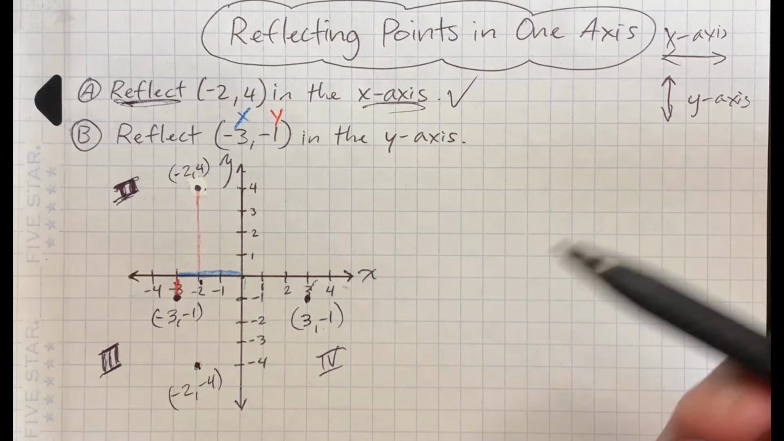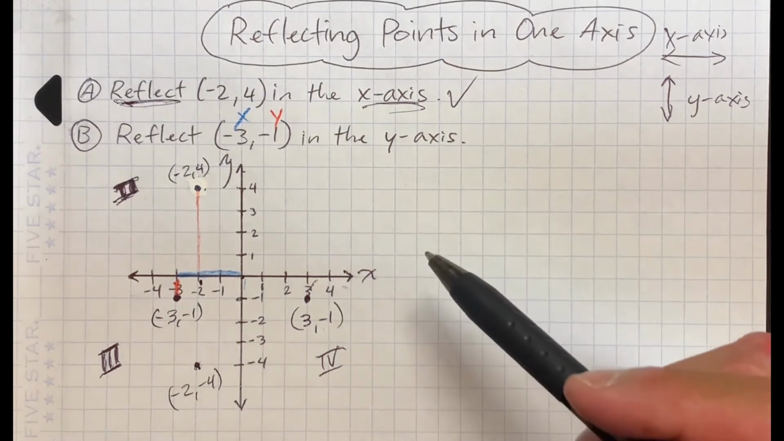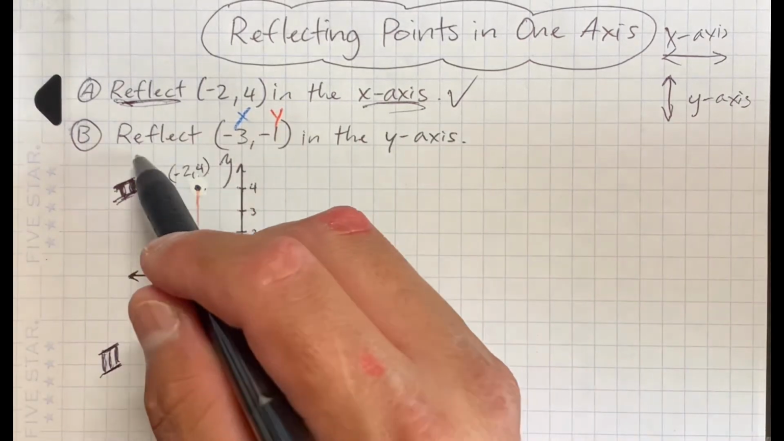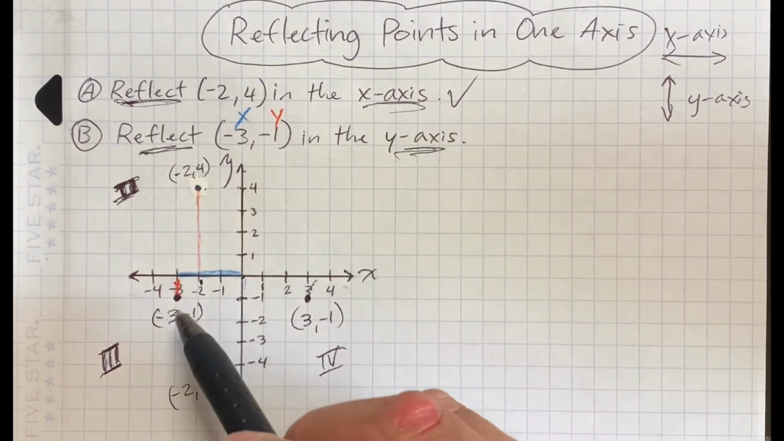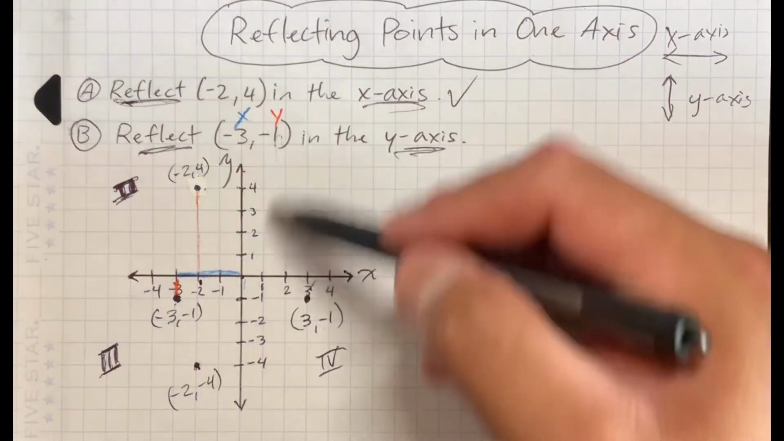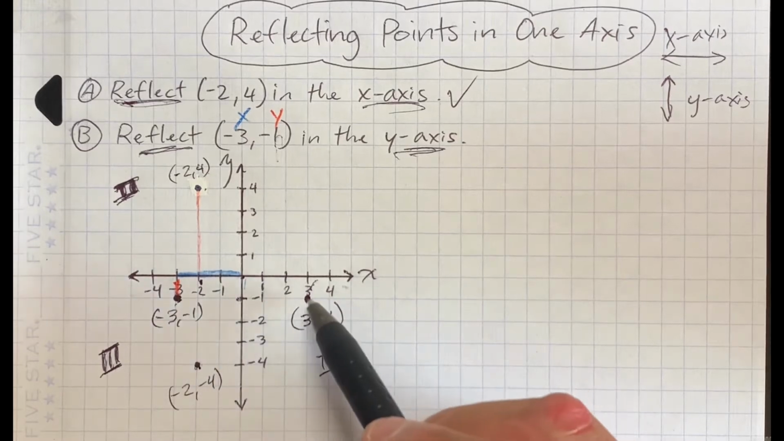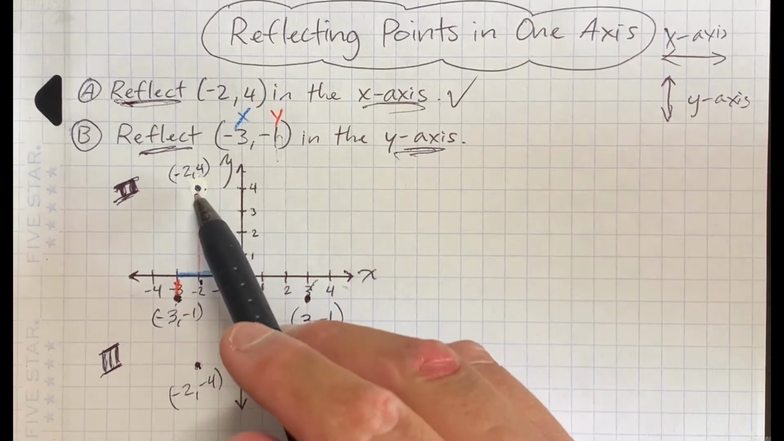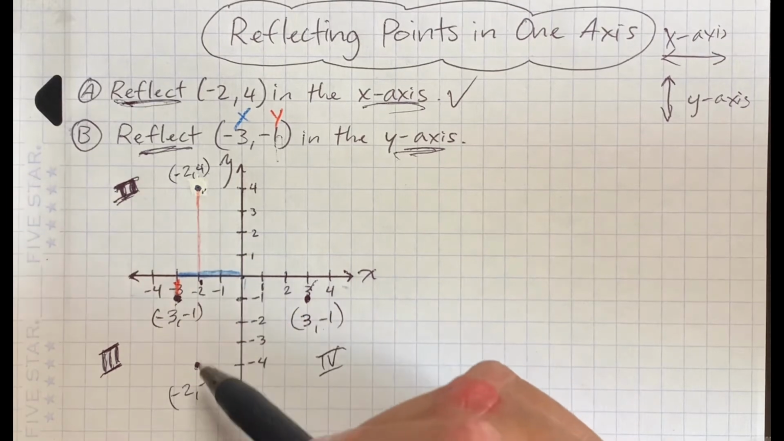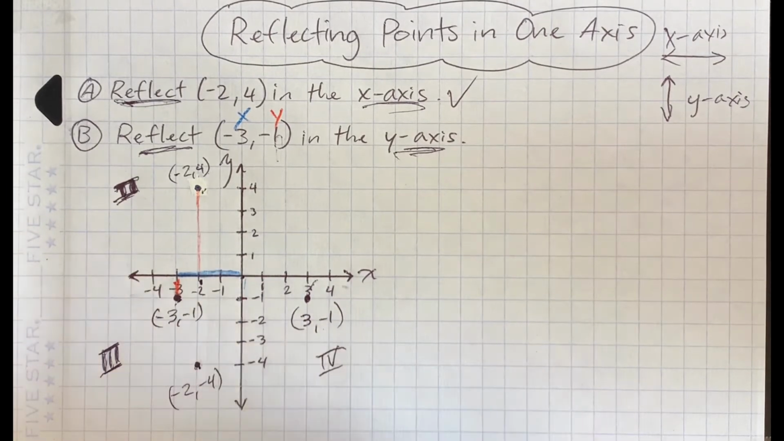Again, so when you reflect across an axis, all you do is pay attention to what it says, and we reflected here on the y-axis. So here's -3 and -1, and here's the y-axis, and we just reflect it on the opposite side. Same thing with -2 and +4. We reflected it on the opposite side of the x-axis, so right across. All right, so there you guys go. Ask questions if you guys have questions, and reach out.